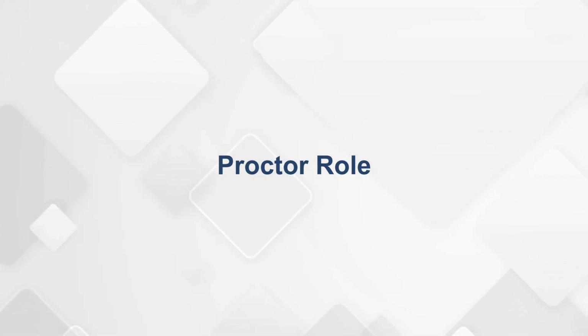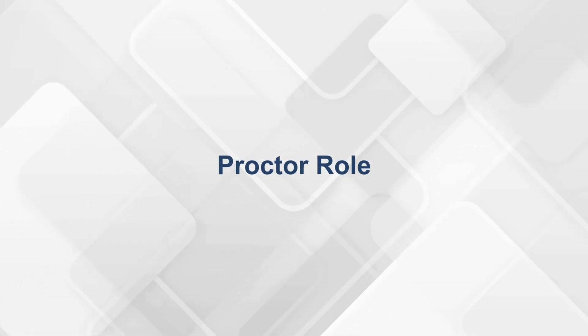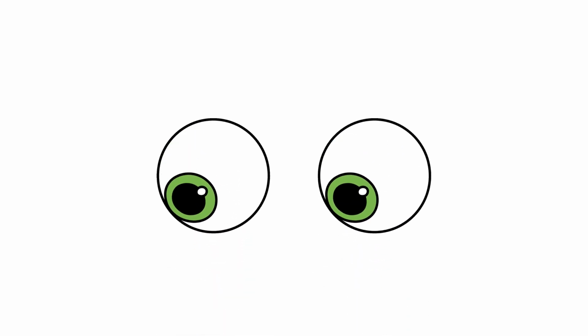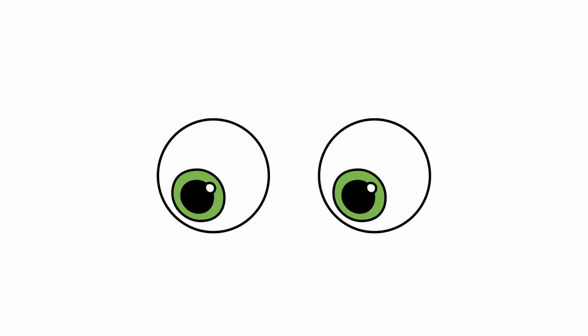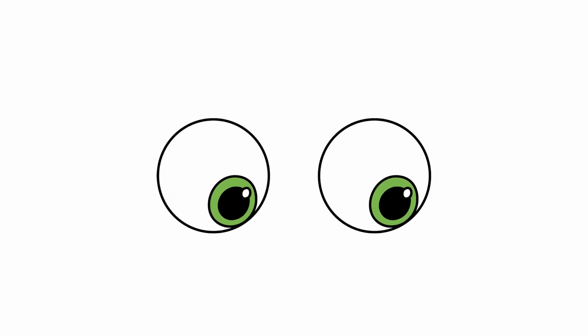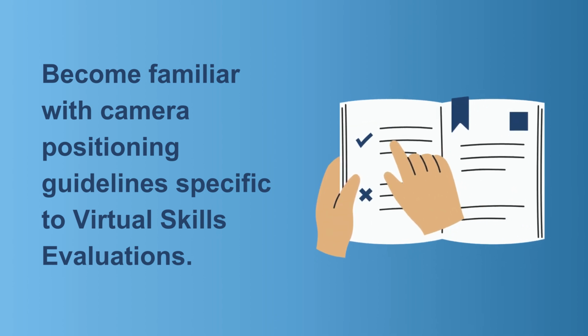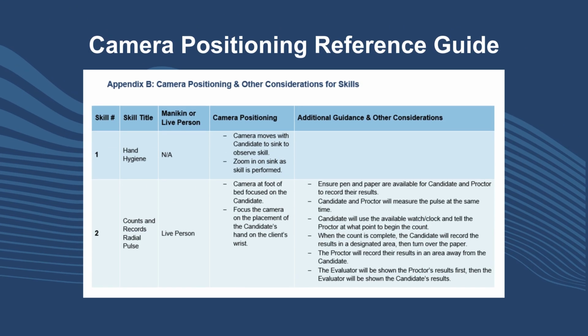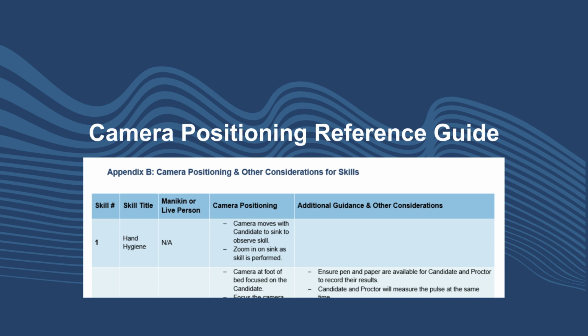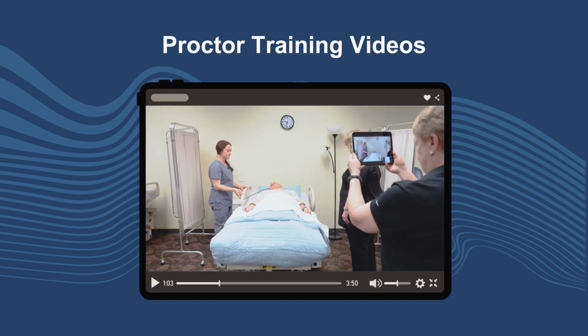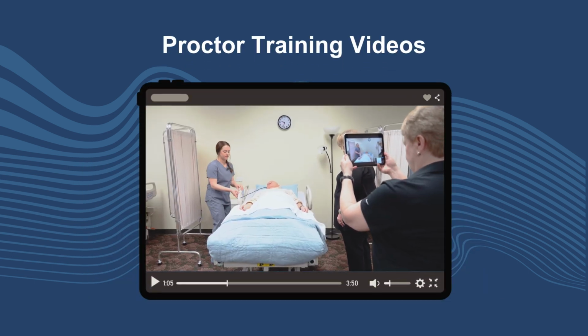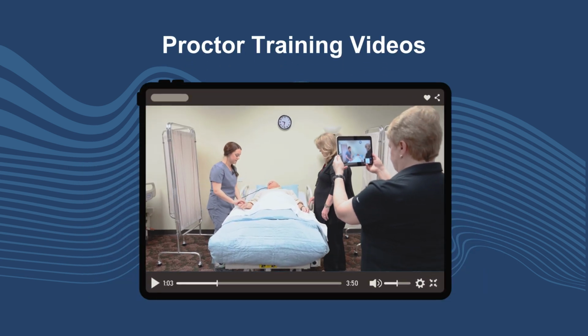As the proctor, you play a critical role in the evaluation process. Think of the camera as the evaluator's eyes, following the candidate's every move as if we were in the room. For this reason, it's important to be familiar with camera positioning guidelines specific to virtual skills evaluations. A camera positioning reference guide is included in your proctor manual, and training videos are available on our website to demonstrate the best angles for each skill.